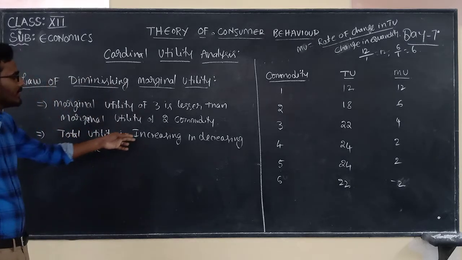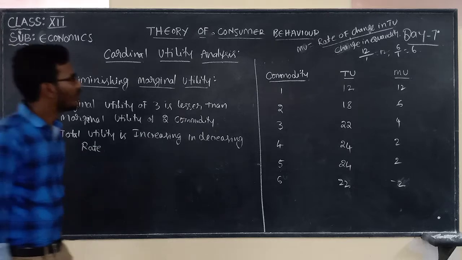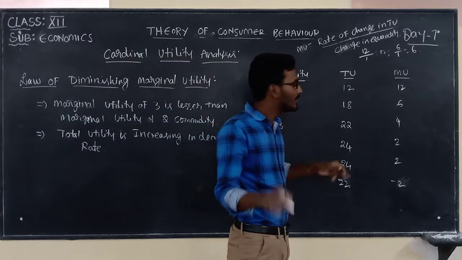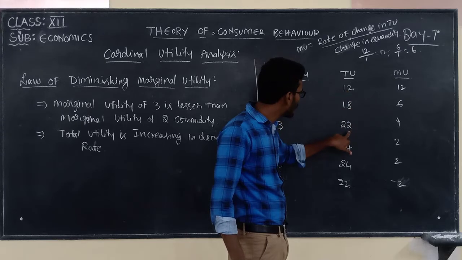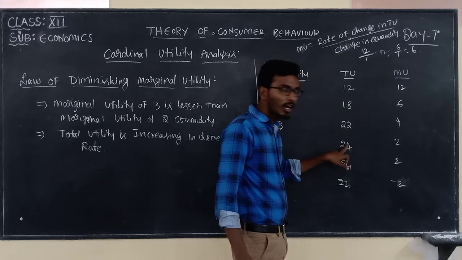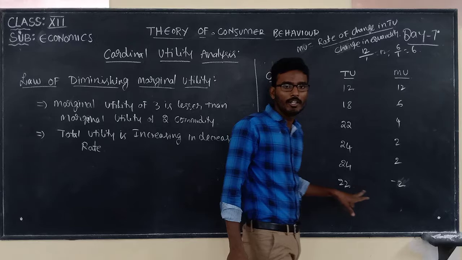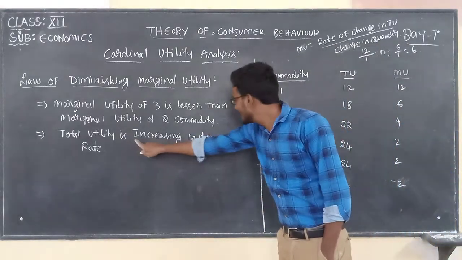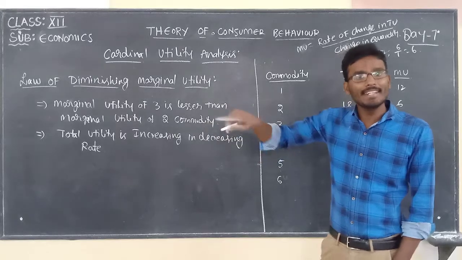Total utility is increasing at a decreasing rate. Now, total utility is increasing, correct or not? Yes, it is increasing: 12 to 18, 18 to 22, 22 to 24, 24 to 24 and then 22. Correct or not? So what is the point here? Total utility is increasing but at a decreasing rate.